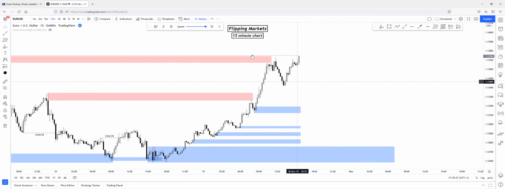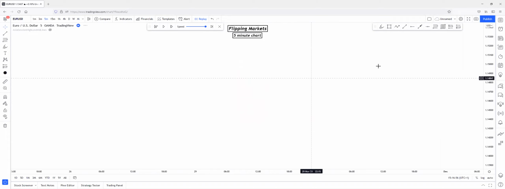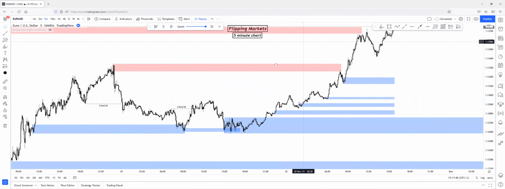Okay, let's see the next step. As you can see, the 4th point is refine all the 15-minute supply and demand zones on the 5-minute chart. So this will be easy. We already talked about refinements. So let's just begin. As you can see, currently we are on the 5-minute chart.